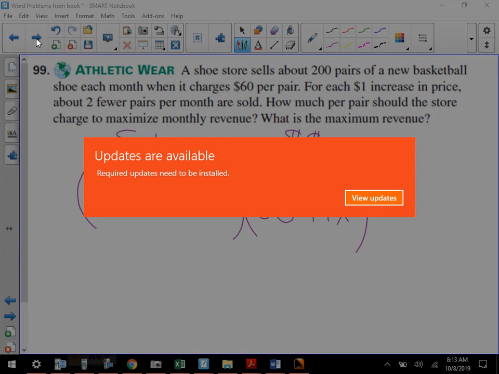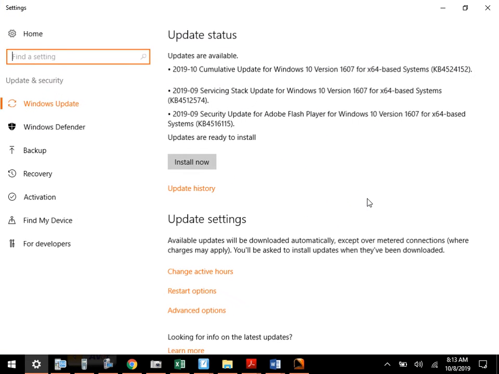Yes, I know updates are available, and I'm really sick and tired of you telling me. Because every time I update, 20 minutes later, there's more. And it's just really annoying.